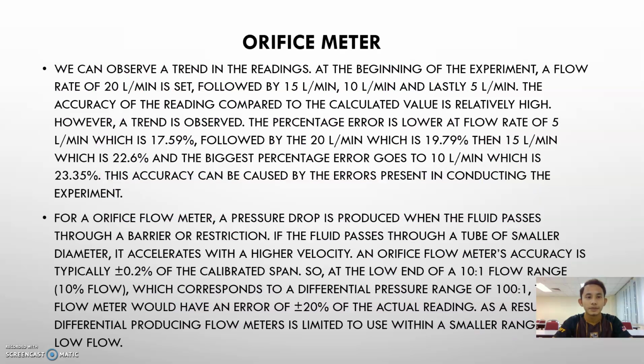For the orifice meter, we can observe a trend in these readings. A flow rate of 20 liters per minute is set, followed by 15, 10, and 5. The percentage error is lowest at a flow rate of 5 liters per minute, which is 17.59%, followed by 20 liters per minute, which is 19.78%, then 15 liters per minute, which is 22.6%, and the biggest percentage error goes to 10 liters per minute, which is 23.35%.